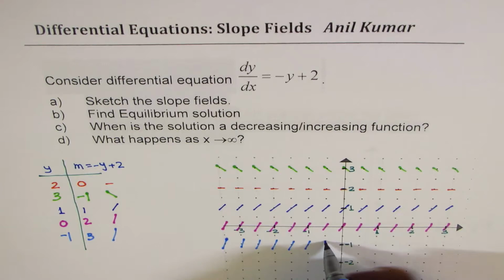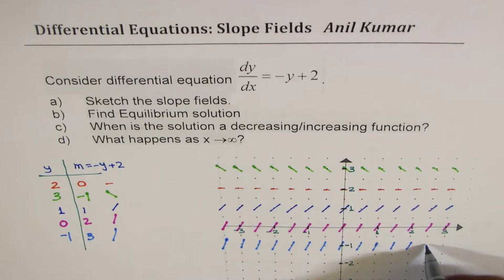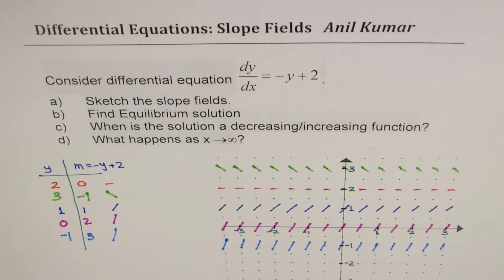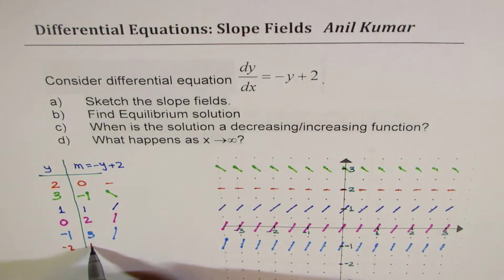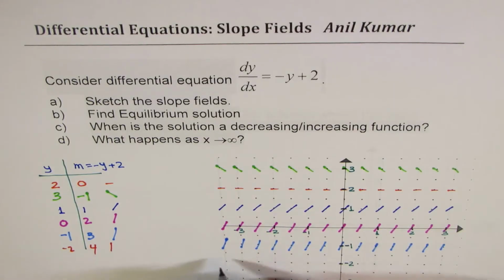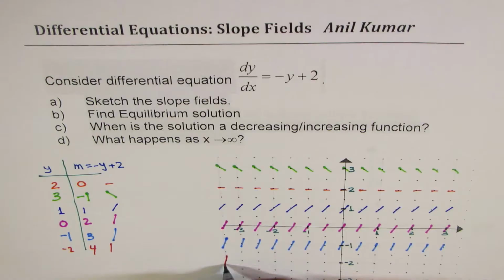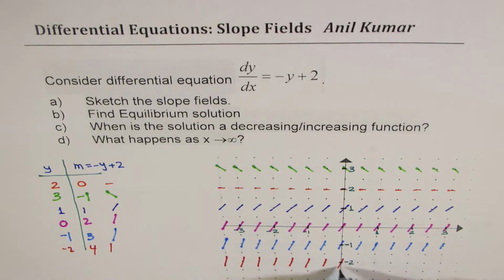So what you observe here is that if the values are at 2, we have horizontal slope. For all the y values less than 2, positive slopes. And as we go down, they're becoming steeper and steeper. Do you understand? If I take minus 2, then minus 2 makes it plus 2, plus 2 plus 4, and this is very steep. So it's kind of very steep, right? Almost like a vertical line at present. So that becomes the slope.